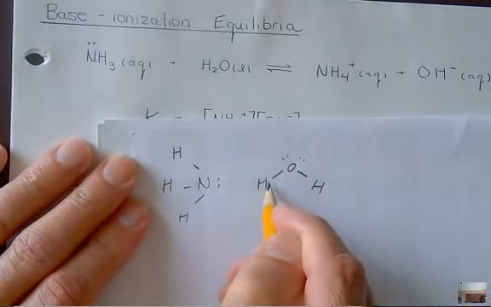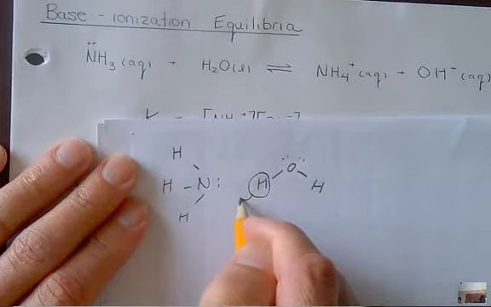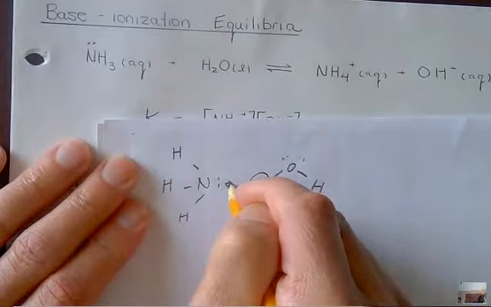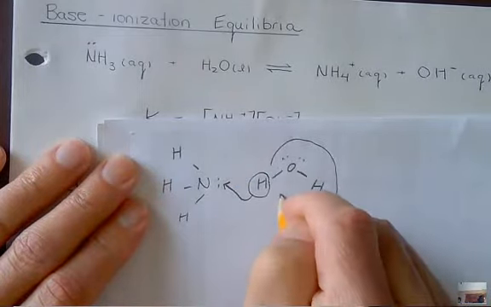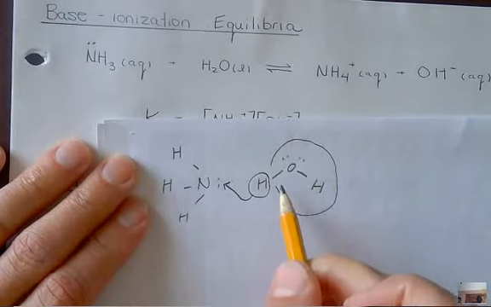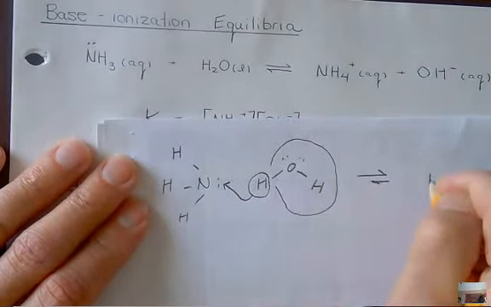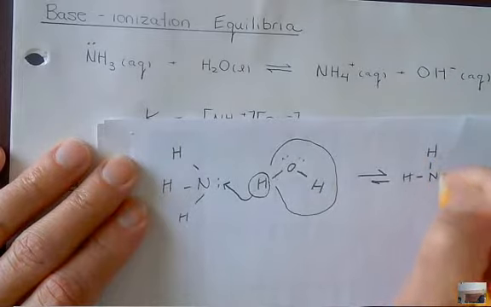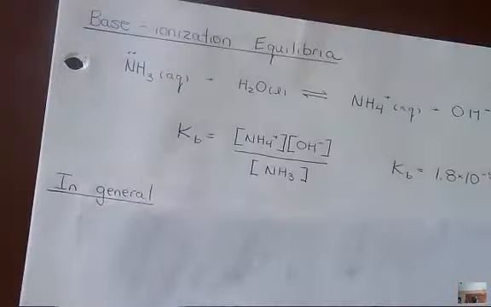So just the hydrogen ion, just the H plus part, is going to go onto this lone pair of electrons, leaving behind the hydroxide with the two electrons from here. So I make NH4 positive, that's the ammonium ion, and hydroxide ion.